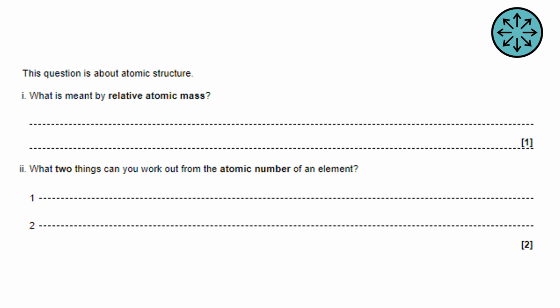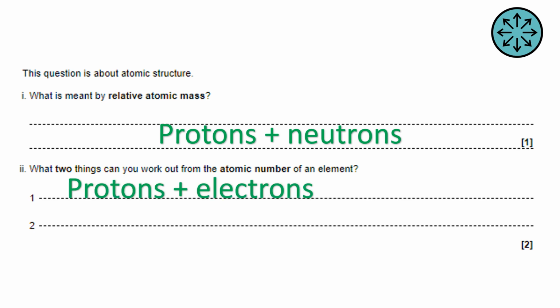Okay, so let's try to transfer some of that knowledge to an exam question. Pause the video and have a go for yourself, please. Okay, so question 1, what is meant by relative atomic mass? Now there's only one mark here, and what they're looking for is protons and neutrons. So whatever you would write, that's what they're looking for. What 2 things can we work out from the atomic number of an element? Well, the atomic number is the proton number, but in any atom there is always the same number of electrons, so you'd also be able to find out the number of electrons.